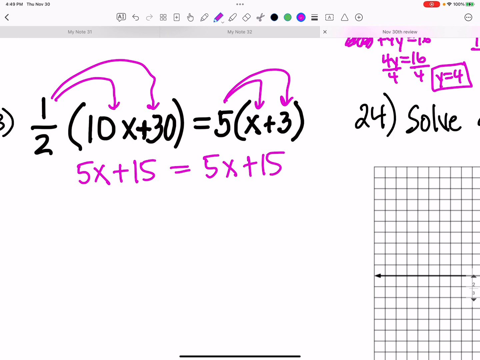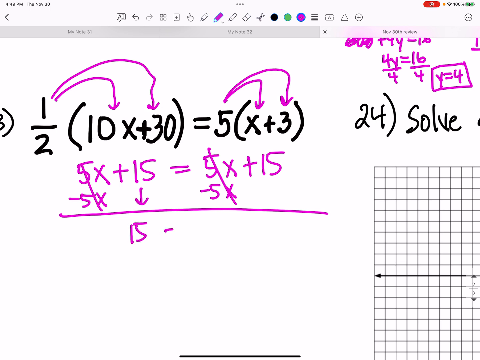Well, I have the same equation on both sides, but if I try to subtract 5x's and move them from here over here, they cancel each other out. Anytime I have the same number of x's on both sides, it's going to be weird. And we have 15 equals 15. That's a true statement. This is infinite solutions.